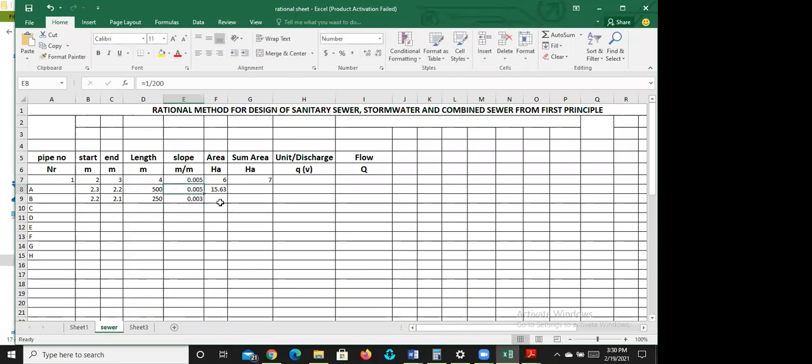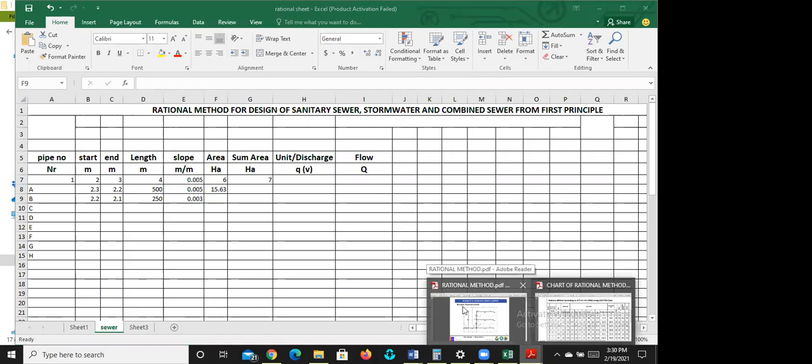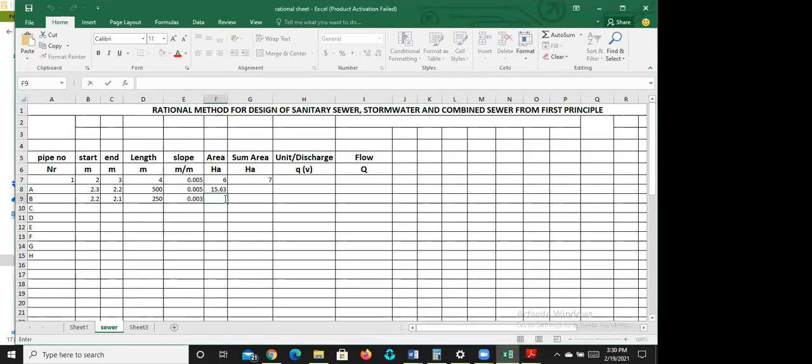So what is the area of catchment B? 5.47. Catchment C, 2.11. Remember what I said: ideally, what will be here are coordinates. So these two values will be given to you by the surveyor, so you can easily read out the slope yourself. 500, and the slope is 1 over 300.